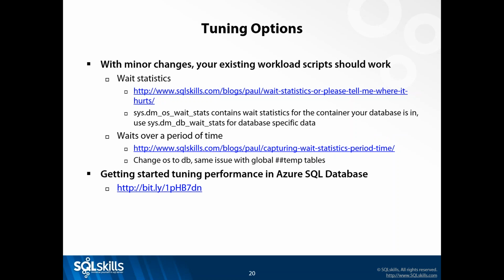And then with the wait statistics, there are still things that we can be concerned with there, even though it's in the Azure SQL database. The sys.dm_os_wait_stats contains the wait statistics for the container, not just my particular database. So we have a new DMV with the Azure SQL database, which is sys.dm_db_wait_stats. That's database specific. So even though Paul's script included a whole lot of excludes for all the benign waits, those are still valid. So you just modify that one from sys.dm_os_wait_stats to sys.dm_db_wait_stats and run the same query.